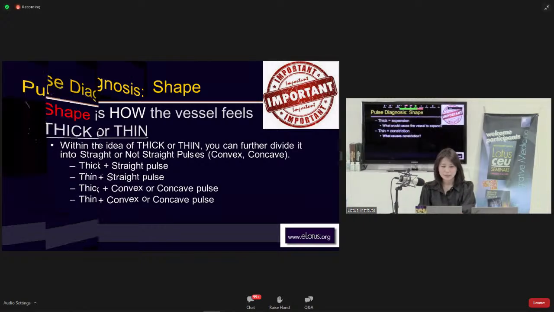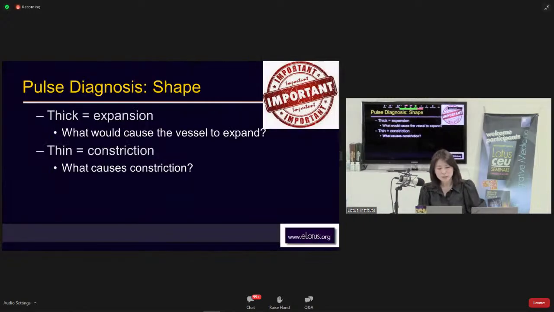Okay, next one. So now if you think about it, if thickness means expansion, can you type in the chat room and let me know what you think would cause the vessel to expand? Out of the six evils that we know, we have wind, cold, heat, dampness, dryness, and summer heat, right? What could cause the vessel to expand? Heat, damp heat. Yeah, very good.